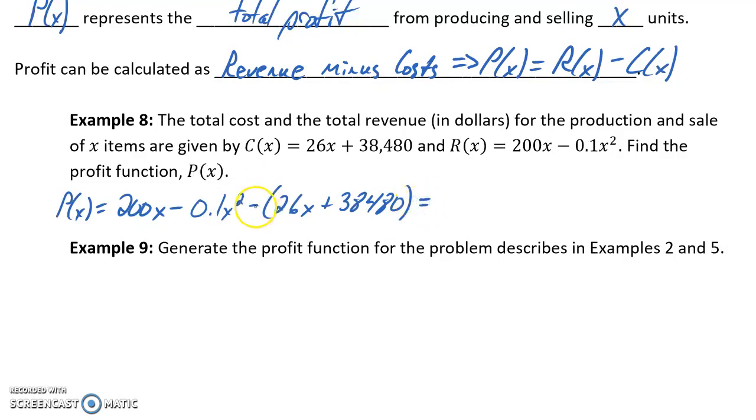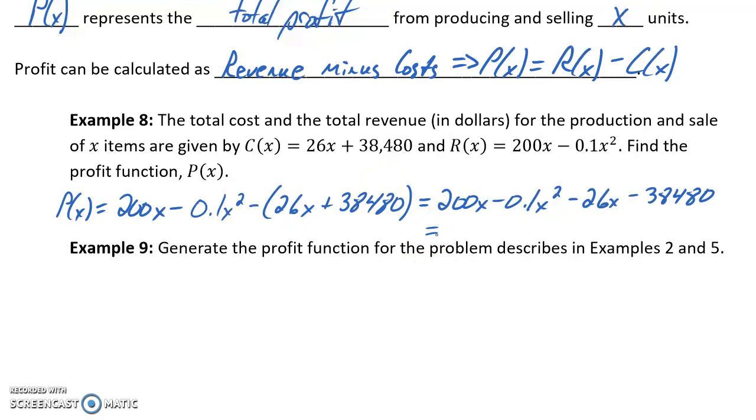And then in the next step, go ahead and distribute that negative sign throughout the cost function. So this will become minus 26x and minus 38,480. In general, setting up profit minus revenue isn't a difficult step, but a common place where people make a mistake here is not distributing that negative sign completely throughout our cost function.